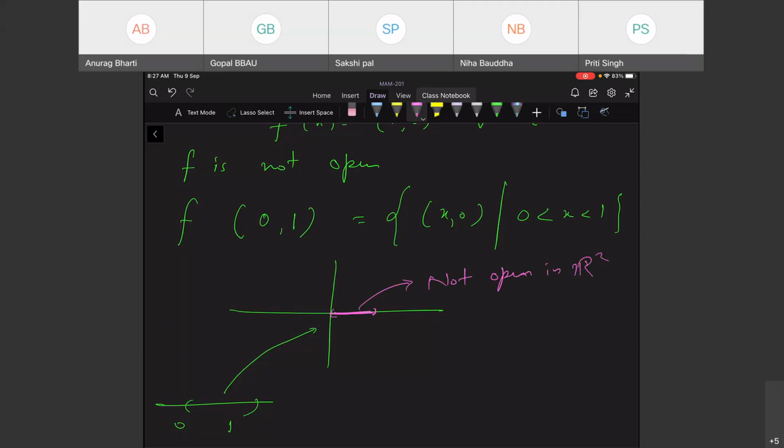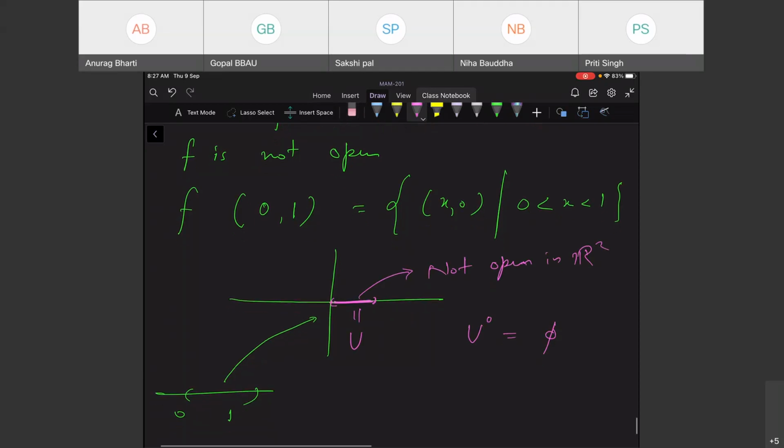Because suppose this is U. Clearly, the interior of U is the empty set. So, therefore, it is not open in R2.